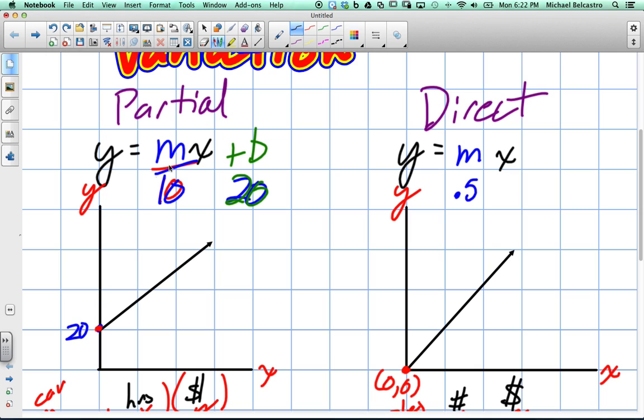So we've built the equations. This equation reads y equals 10x plus 20. That's partial variation. And this one reads y equals 0.5x. And this is direct variation because the y-intercept is technically 0.